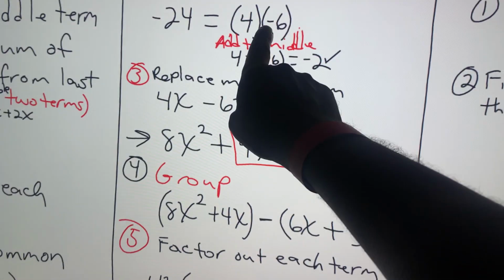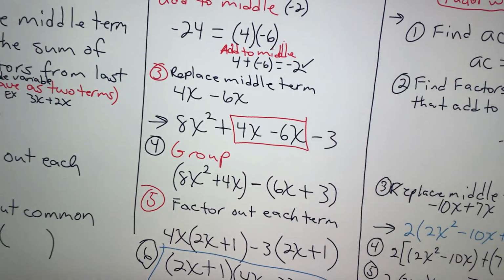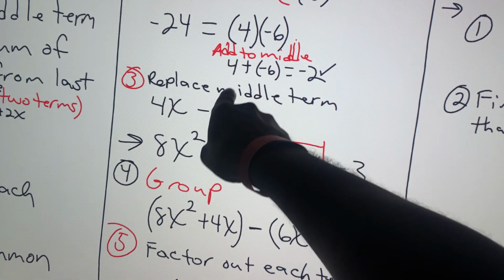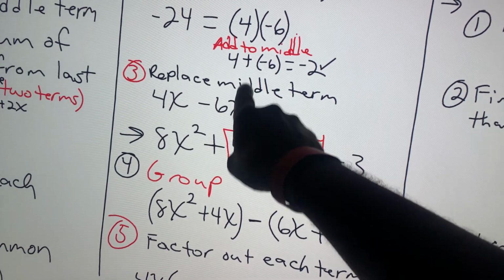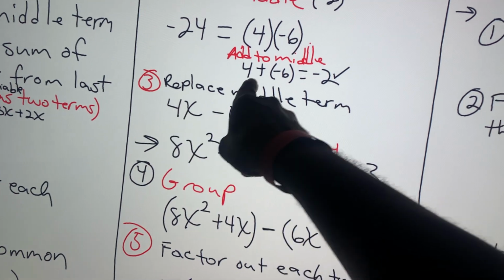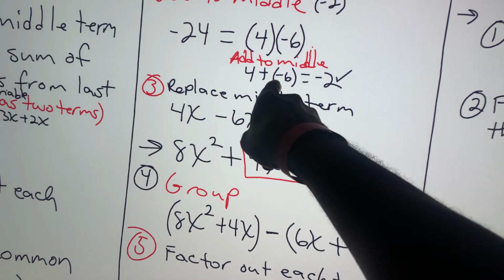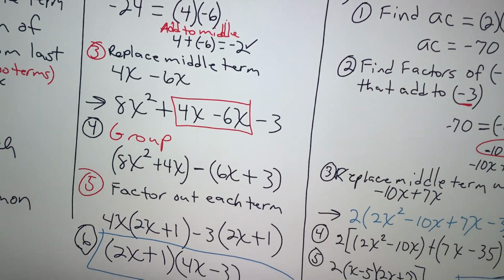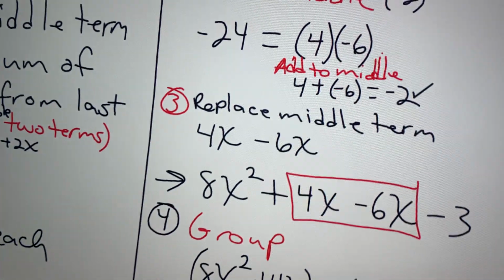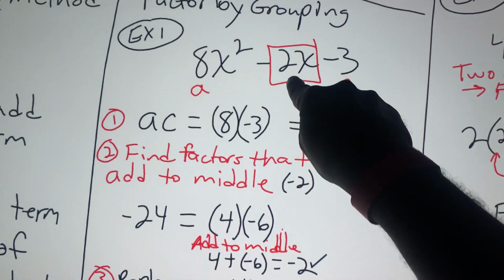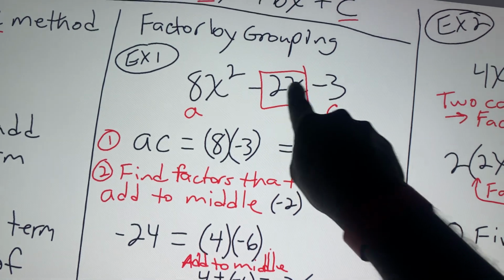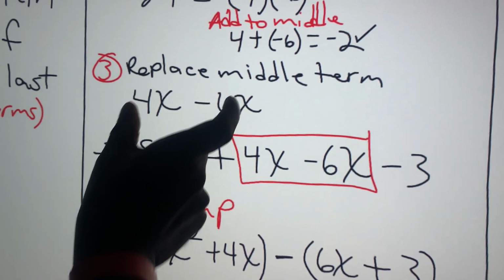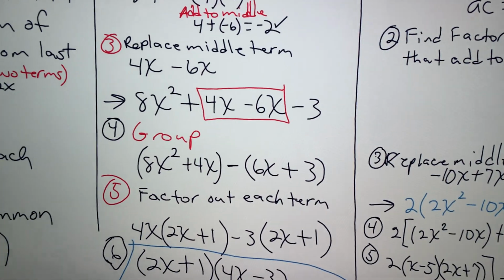When we find the correct factors that will add up to the middle term, like we found here, we take that and we put an x with it. So here, like we have 4x minus, because this is a -6x, we just put our variable with it. Now we go and take this and replace the middle term with it. So instead of having that -2x there, we're going to replace it with 4x minus 6x, like we did there.